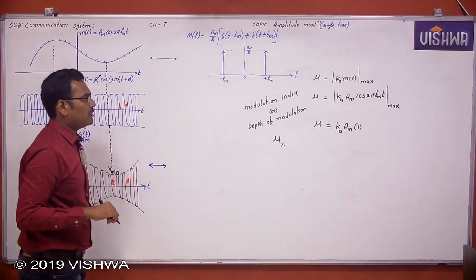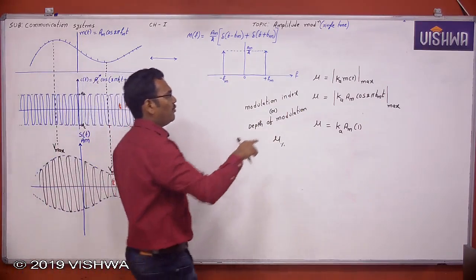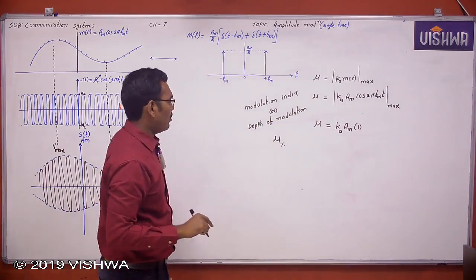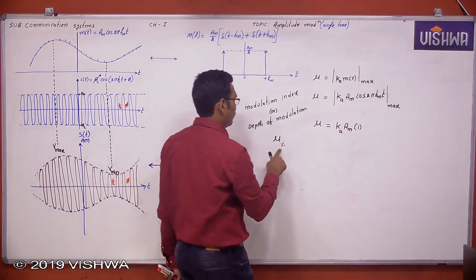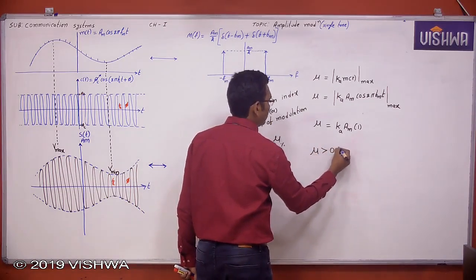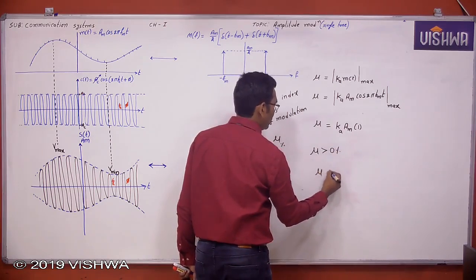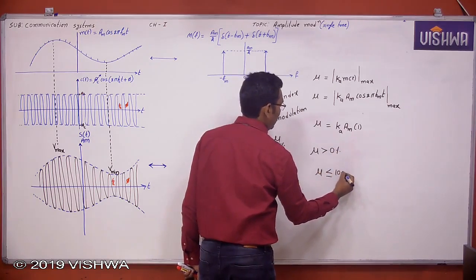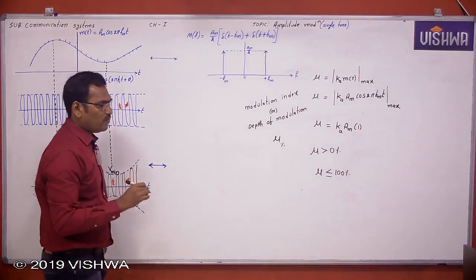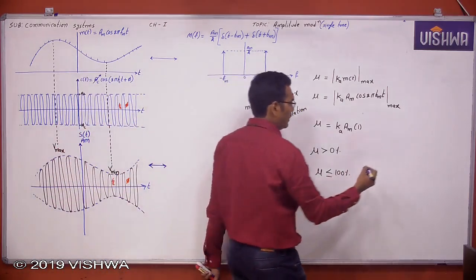The modulation index or depth of modulation, the maximum value of k into m of t, is called the modulation index or depth of modulation, generally expressed in terms of percentage. A modulation index is always greater than 0% and less than or equal to 100%. These are the boundaries of the modulation index, but why the boundaries are like this, we can identify.